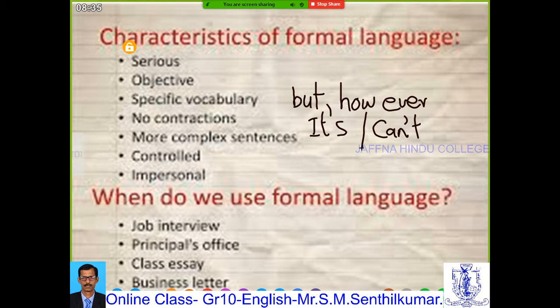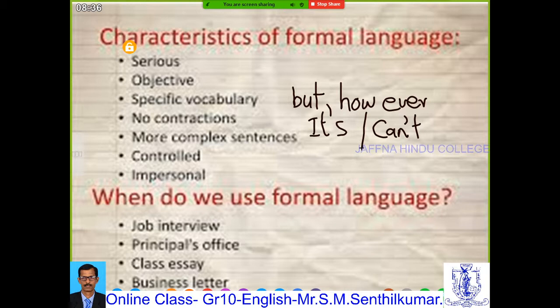Normally, when do we use formal language, the formal letter? We use it in formal job interviews, when we are talking in interviews. Writing any letters to the principal's office, even talking with the principal. Class essays, business, these are some of the languages or letters where we use formal language.